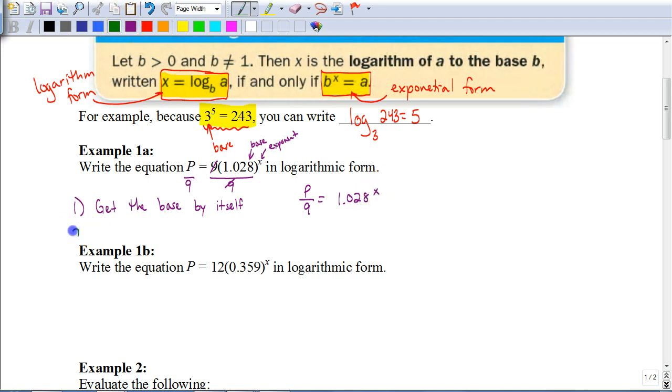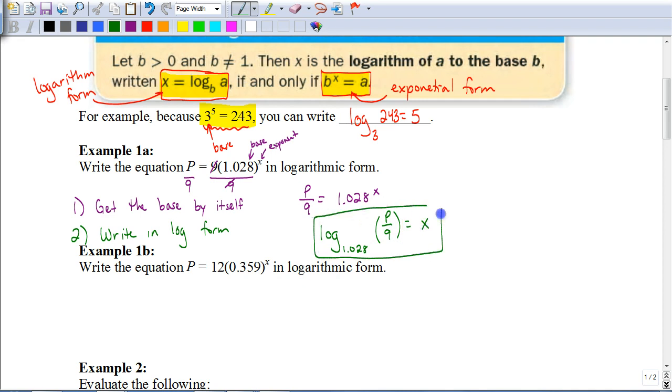My next step is to rewrite it in logarithm form. So remember, my base is a number that's attached to the variable, or to the exponent. So even though it looks weird, you're going to have a logarithm sometimes of some weird numbers. And so this time your base is 1.028. So it'll be the logarithm base 1.028 of the value, which is p divided by 9, which equals your exponent, which is x. Since I don't know what p is, there's nothing more I can do with this problem. If I had known what p was, I'd just plug that in here and can find out what x would be.